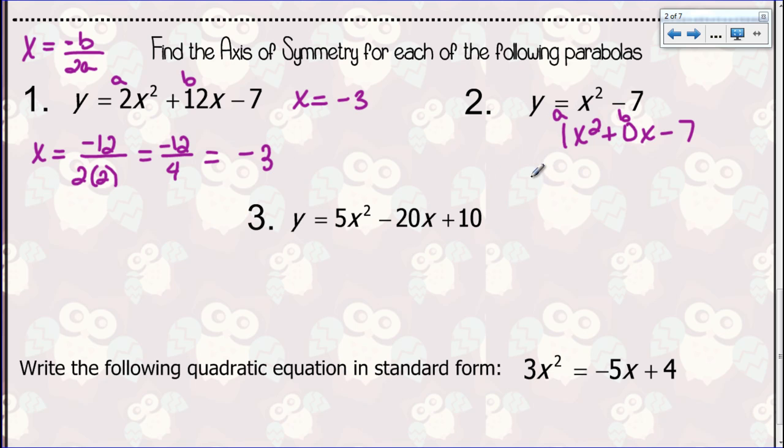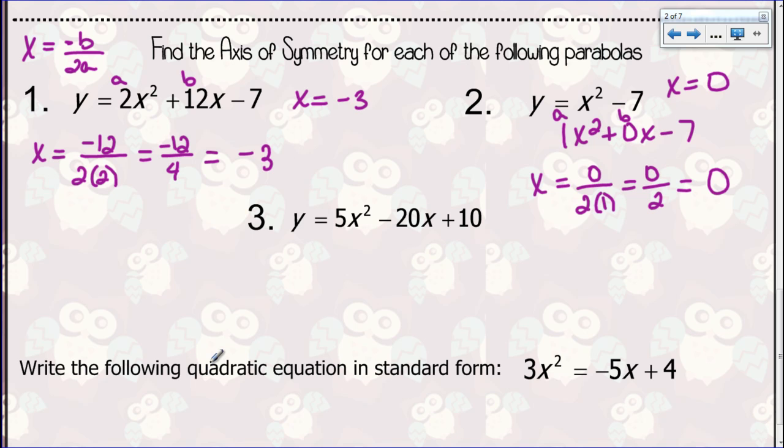So when I do my line of symmetry, I have x equals the opposite of b, which 0 has no opposite, it's just 0, over 2 times a, which is 1. So I end up with 0 over 2, and when I do 0 divided by 2, it's just 0. So my line of symmetry for this is at x equals 0, which means it's going to be the y-axis that cuts it in half.